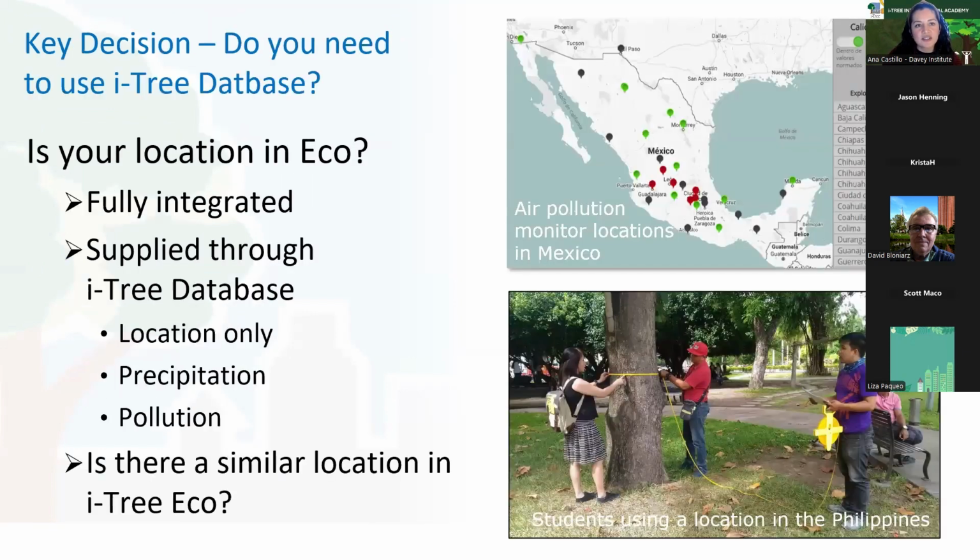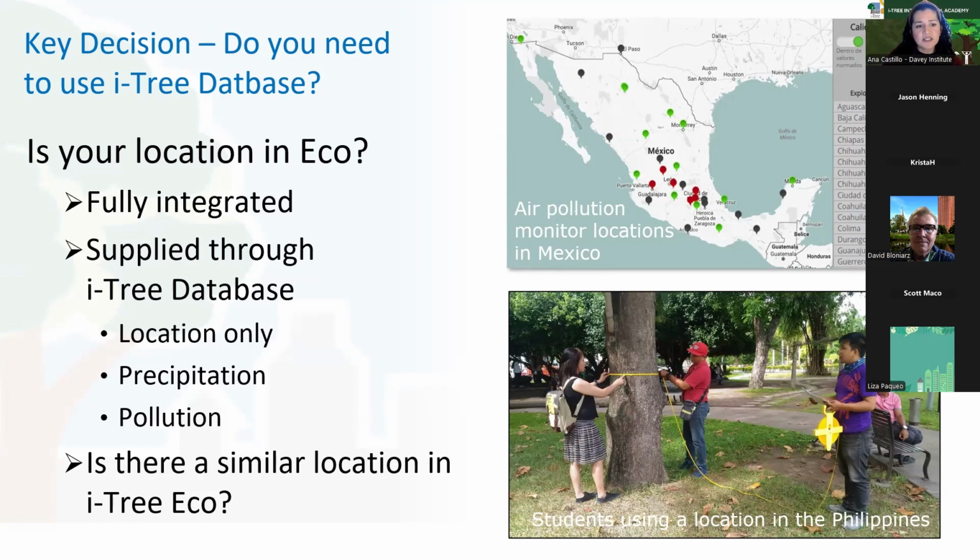And then the next decision is whether you will need to use iTree database. So if your location is already fully integrated in Eco, as I mentioned in the previous map, you're set. You already have your location information as well as some precipitation and pollution data. The year that these are available can vary from location to location. So if you know that you have access to or would like to have new data, the database is still the way to do that.